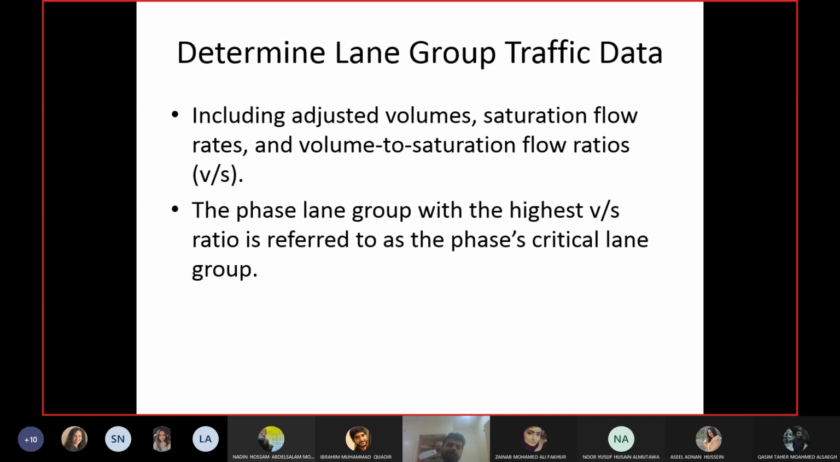Okay, so adjusted volume means we divide by peak hour factor, and then you have the saturation flow rates, which we looked at in the previous topic as well, and then you calculate the volume to saturation flow rate ratios. Okay, then in one phase you may have different lane groups. In one phase you may have different lane groups.